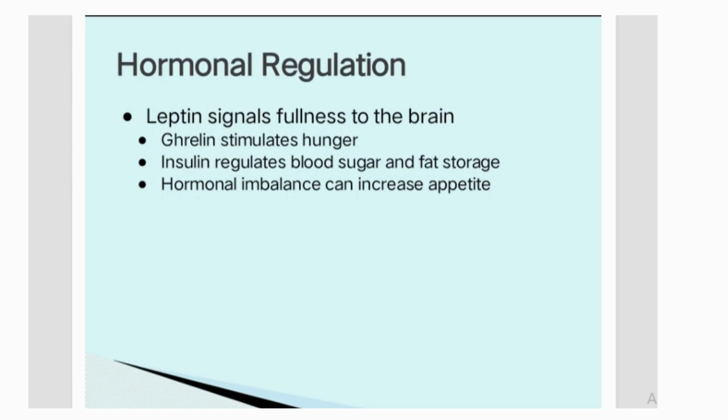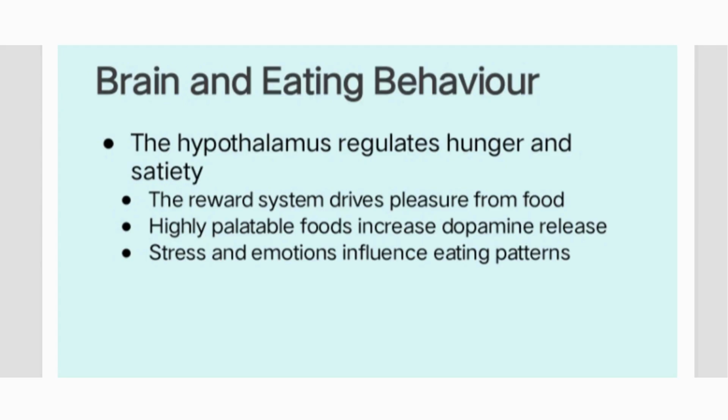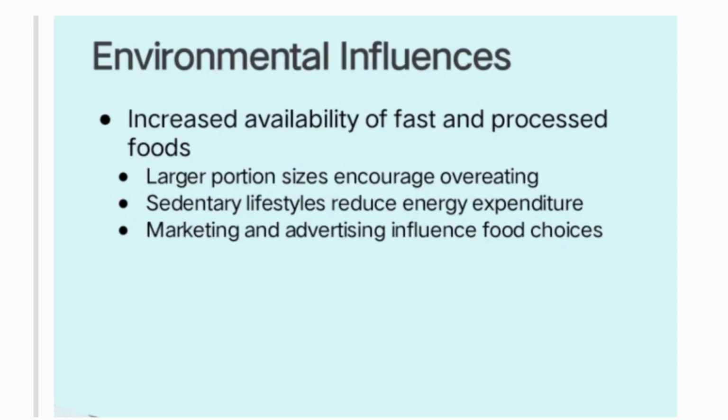There are some hormonal regulations, like leptin signals fullness to the brain. Ghrelin stimulates hunger. Insulin regulates blood sugar and fat storage, while hormonal imbalance can increase appetite. There is also the brain in eating behavior. The hypothalamus regulates hunger and satiety. The reward system drives pleasure from food. So highly palatable foods increase dopamine release. Stress and emotion influence eating patterns.